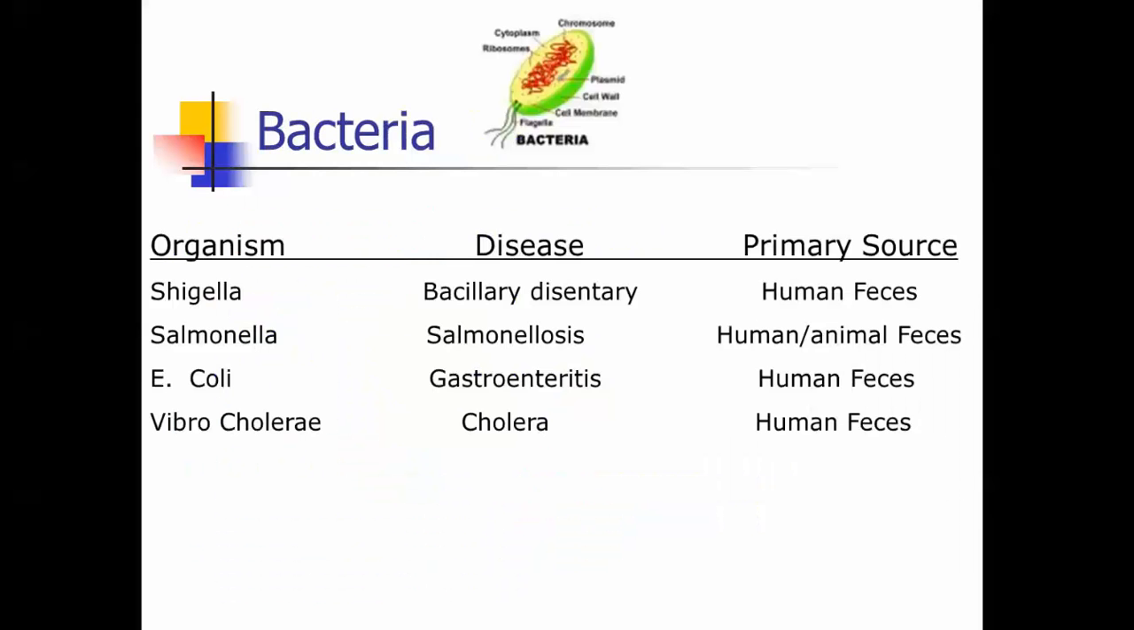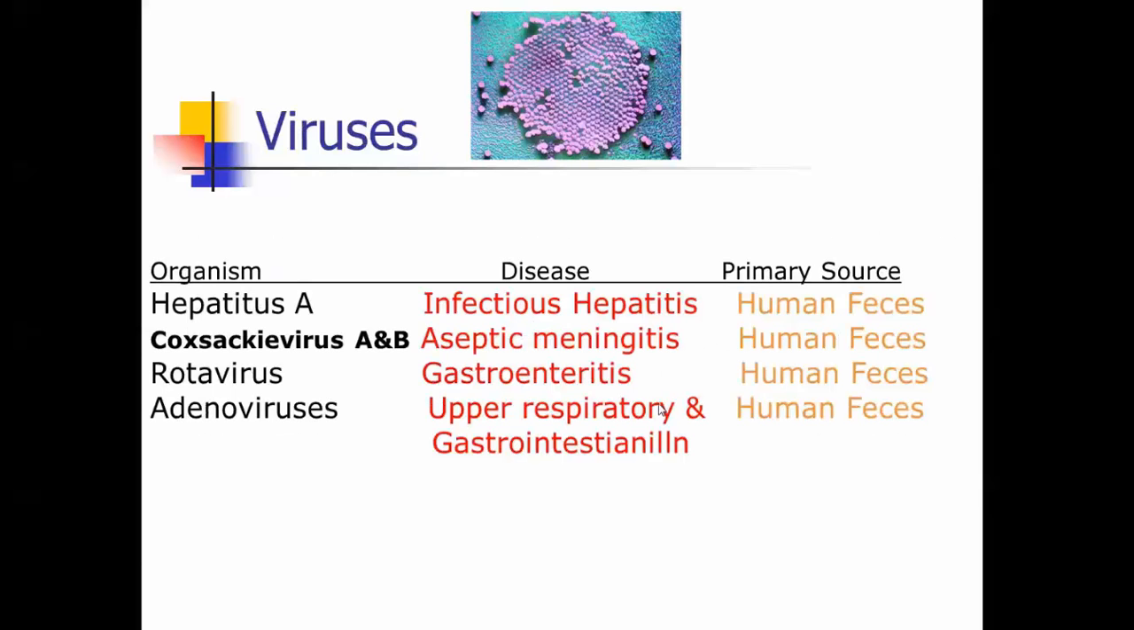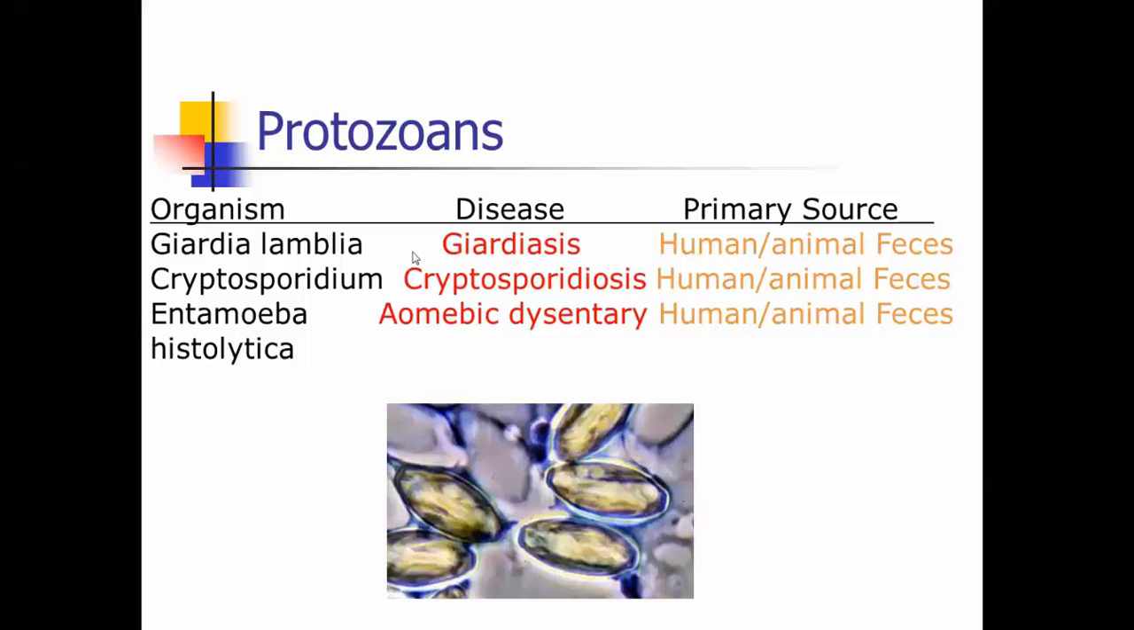There's bacteria. This is Shigella. You'll notice that the common factor in these is they're caused by human or animal feces. E. coli causes gastroenteritis. So you see these different diseases caused by bacteria in the water. Viruses also, there's hepatitis. Again, human feces causes that. You've got infectious hepatitis, gastroenteritis, upper respiratory problems, and so they're all caused by feces in the water.